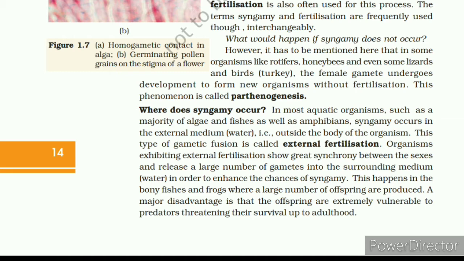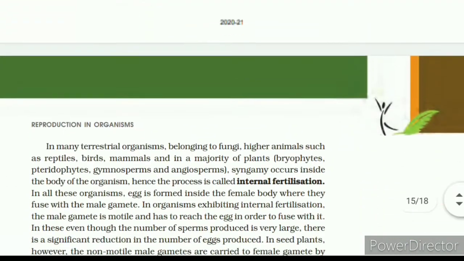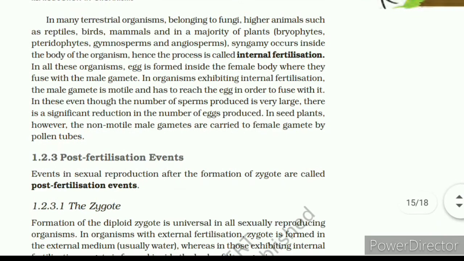1.2.3 Post-fertilization events. Events in sexual reproduction after the formation of zygote are called post-fertilization events. 1.2.3.1 The zygote. Formation of diploid zygote is universal in all sexually reproducing organisms. In organisms with external fertilization, zygote is formed in external medium, whereas in those exhibiting internal fertilization, zygote is formed inside the body of the organism.